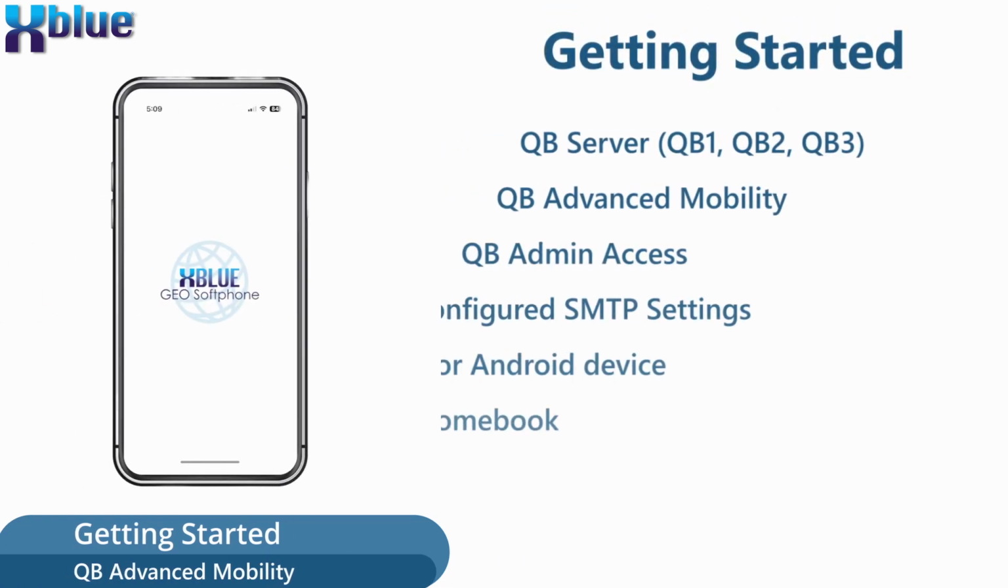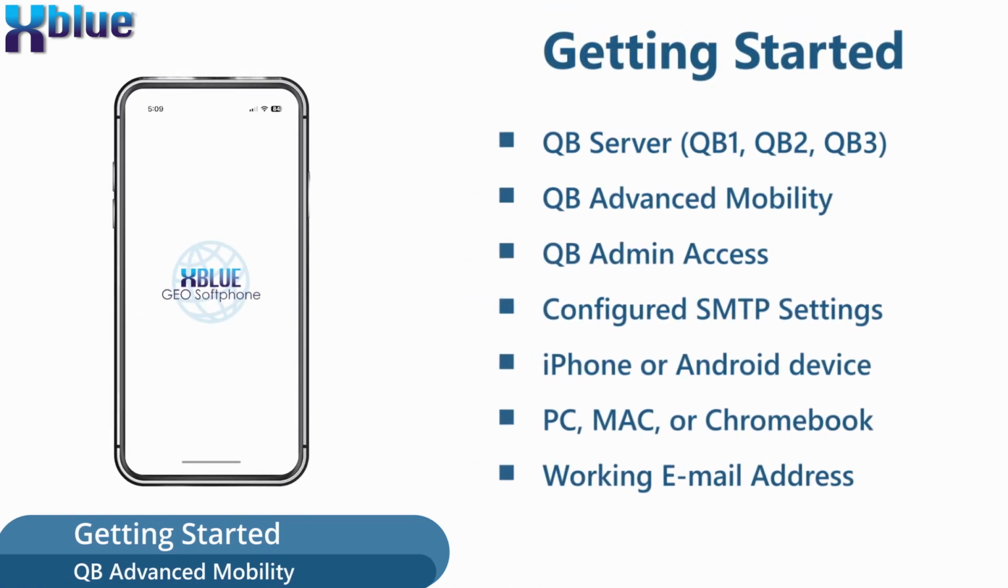Let's take a look at some of the prerequisites we will need to get started. We will need a QB server with an active annual advanced mobility subscription. Please contact our sales team for more information. Admin account access to your QB server. Your email, SMTP, and POP server information. This includes server address, port numbers, and login information.